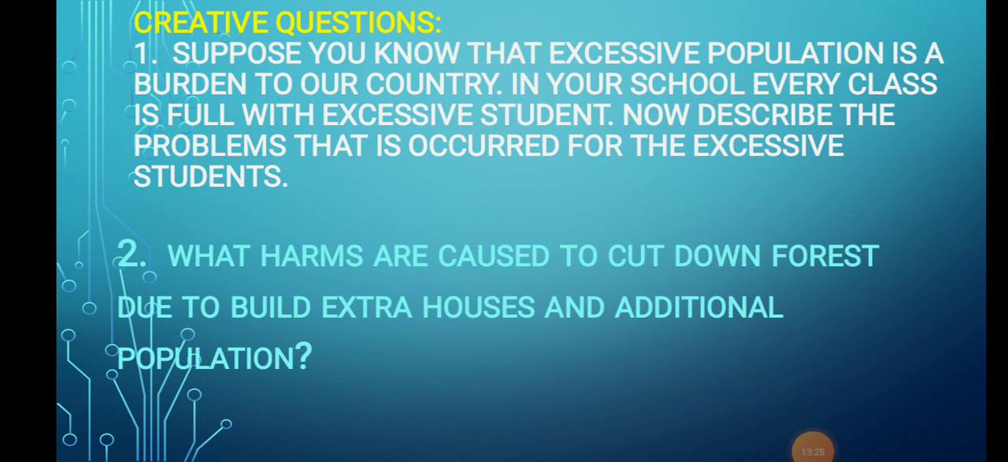The first question is, suppose you know that excessive population is a burden to our country. In your school, every class is full of excessive students. Now, describe the problems that occur because of the excessive students. This is question number one. And question number two is, what harms are caused by cutting down forests to build extra houses for additional population?